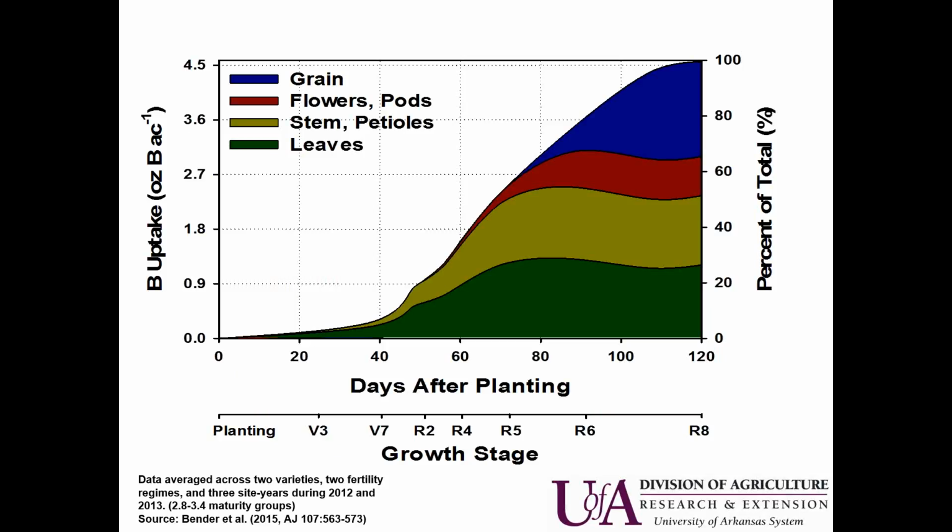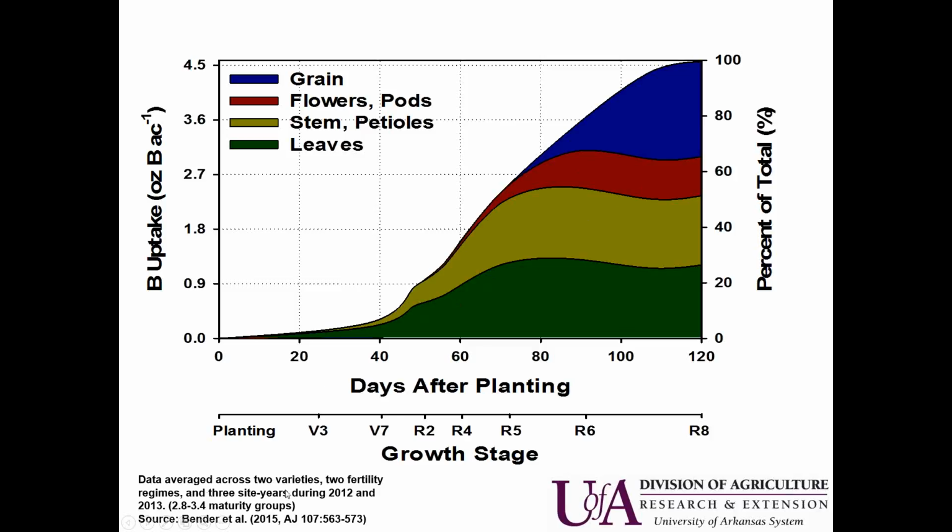So let's just review a little bit about how the plant takes boron up. This is information out of the Illinois research program, Fred Below's program, I believe. This is Ross Bender, who's now with the Mosaic Company, and some of his dissertation research at the University of Illinois, showing boron uptake curves and distribution among different plant parts.